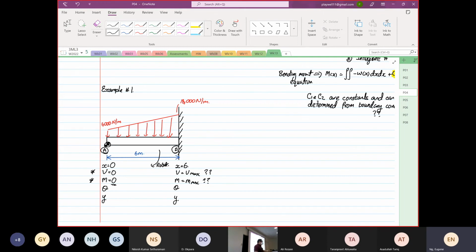Why? Because the structure is not rotating, is it? The structure is fixed horizontally. Okay? So now we know how to form boundary conditions. Now, I'll give you another one.